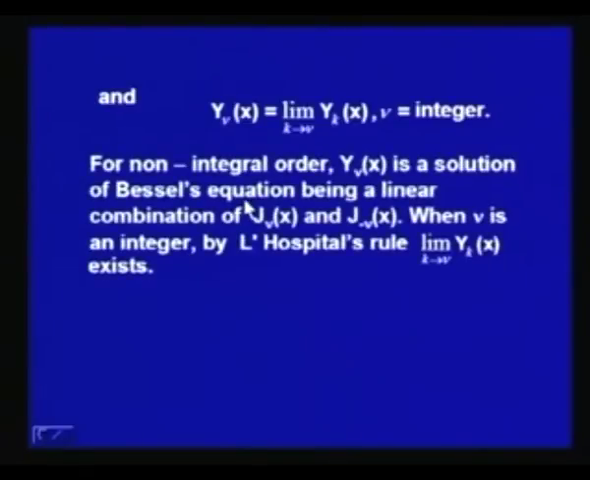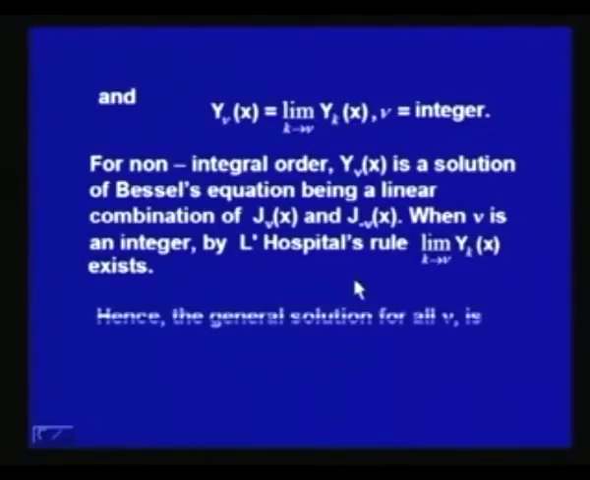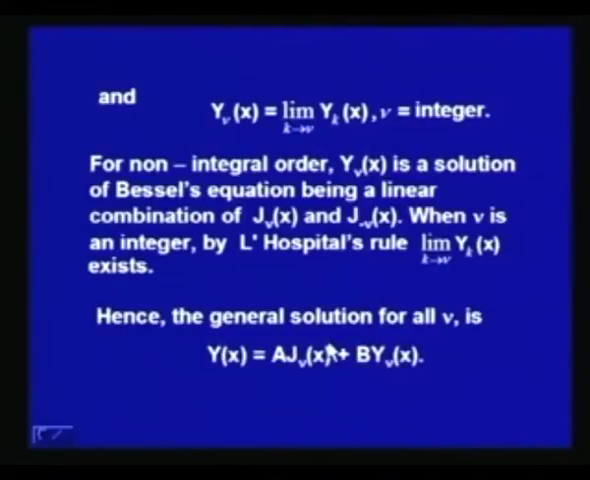Now, for non-integral order, Y nu x is the solution of Bessel's equation, being a linear combination of J nu x and J minus nu x. When nu is an integer, we find by L'Hospital's rule that the limit of Y k x as k goes to nu exists, and therefore the general solution for all nu of Bessel's equation is given by y equal to A into J nu x plus B into Y nu x.